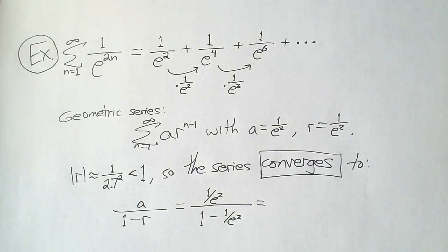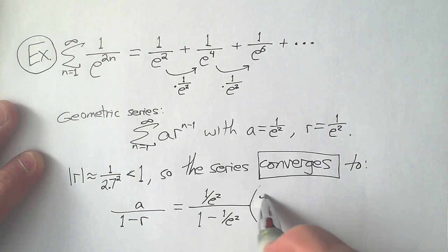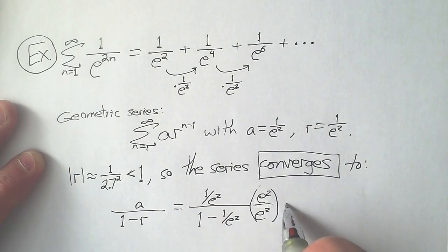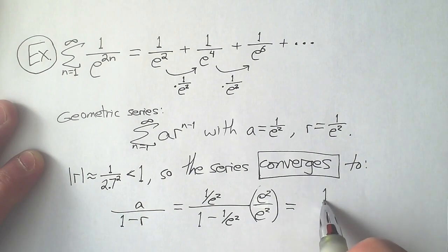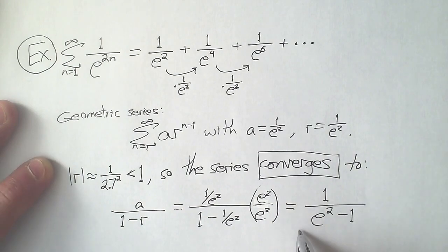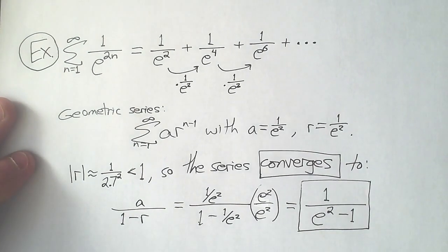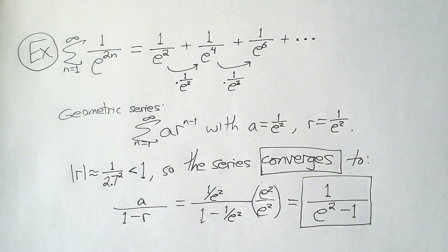I've got an idea. I'm going to erase my equal sign here. I want a little more space. I have an idea to simplify this fraction within a fraction. How about we multiply by e squared over e squared? I think that'll clean this up a little bit. That will make the numerator 1 and the denominator e squared minus 1. I think that looks much nicer. All right, the series converges to that. You could figure that out as a decimal with a calculator, but we don't really need to. This is exactly what the series adds up to.